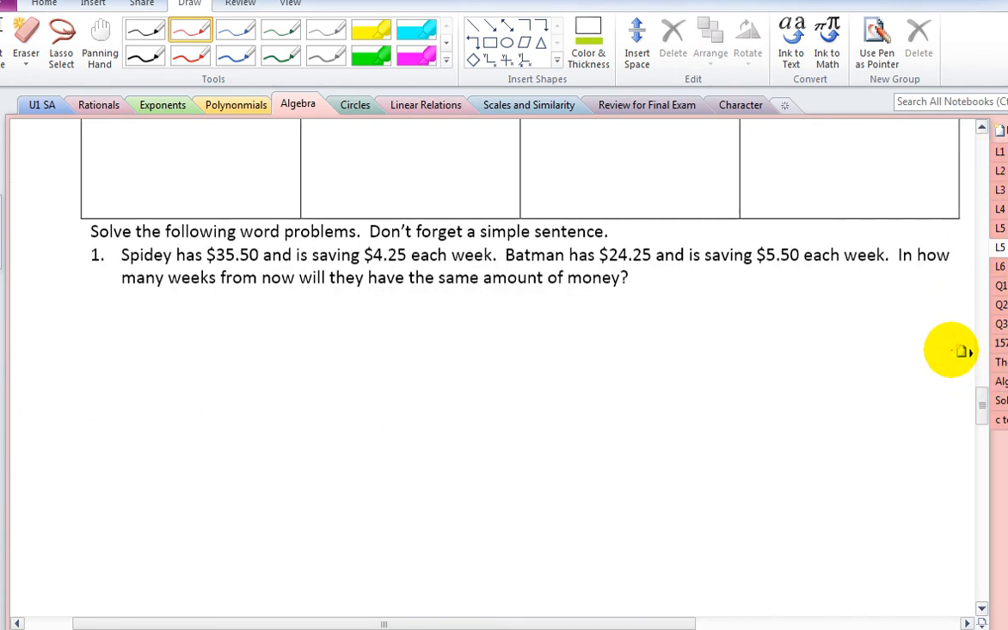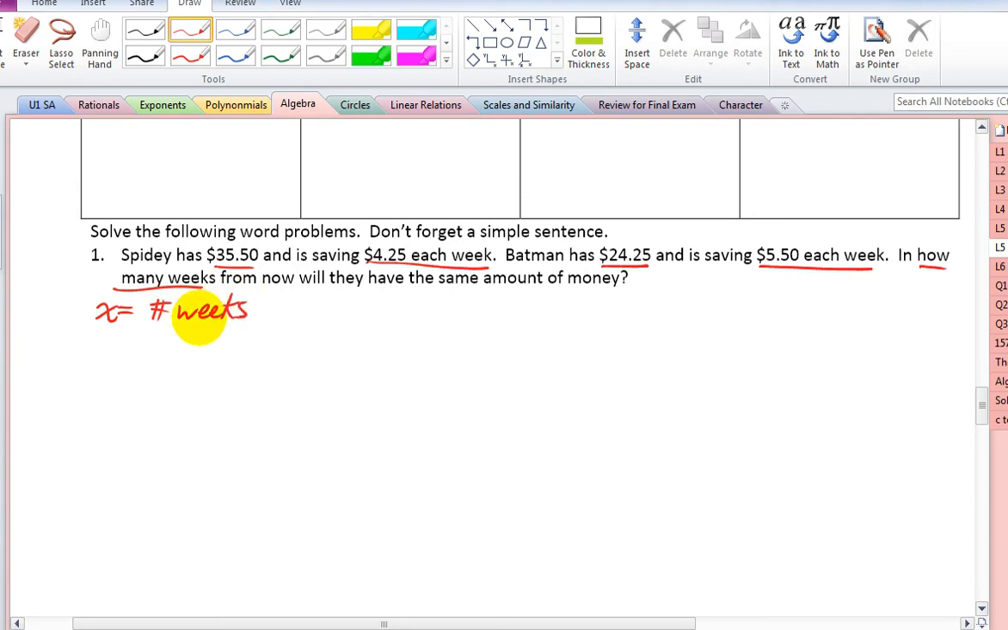Okay, so Spidey, he has $35.50. He's saving $4.25 each week. Batman starts with this amount, and he's saving $5.50 each week. In how many weeks will he have the same amount of money? So what is x going to equal? What are they asking for in the question? Weeks. Yeah, the number of weeks.